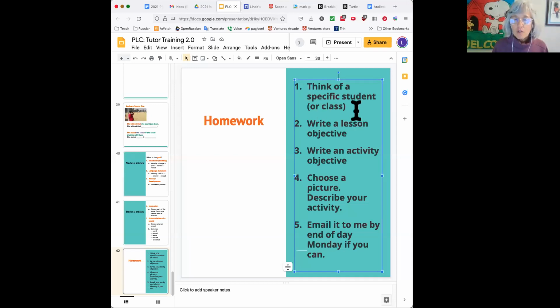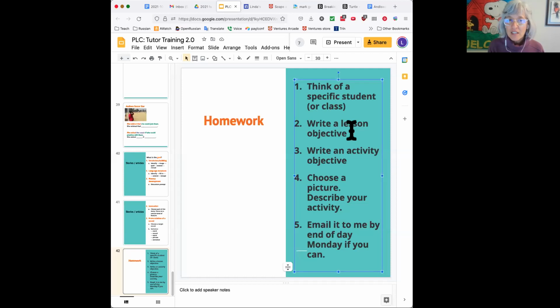Okay, so homework. I'm a big believer in homework. It's hard to learn anything in one hour a week. So think of a student or a class. If you are not teaching, you can make someone up. Maybe it's someone that you've met. Maybe it's your spouse.